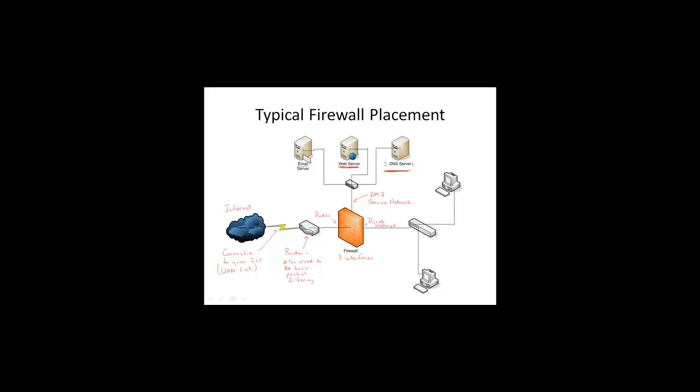If you decide to host all these yourself, a really good option is to put these on a separate interface off of your firewall. By putting these machines on a separate interface, you can write different rules to control traffic into and out of that particular network, the demilitarized zone, or what I prefer to call it, the service network.